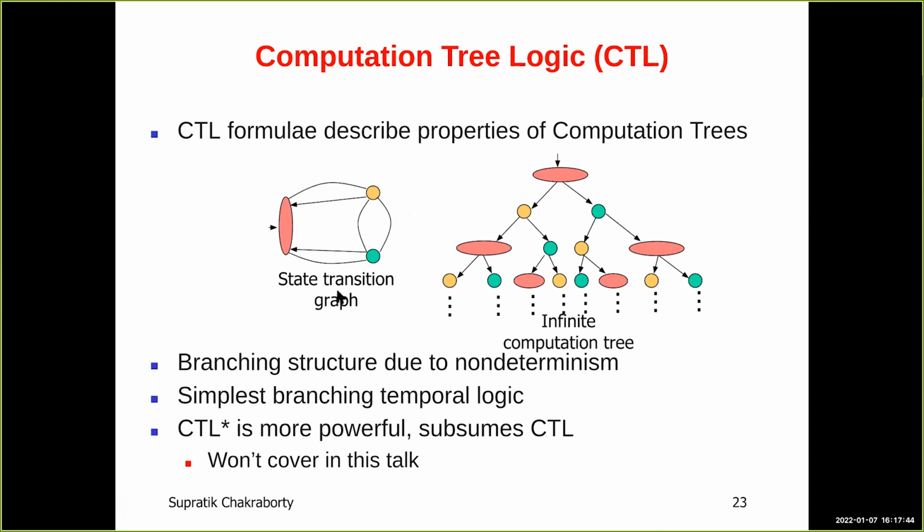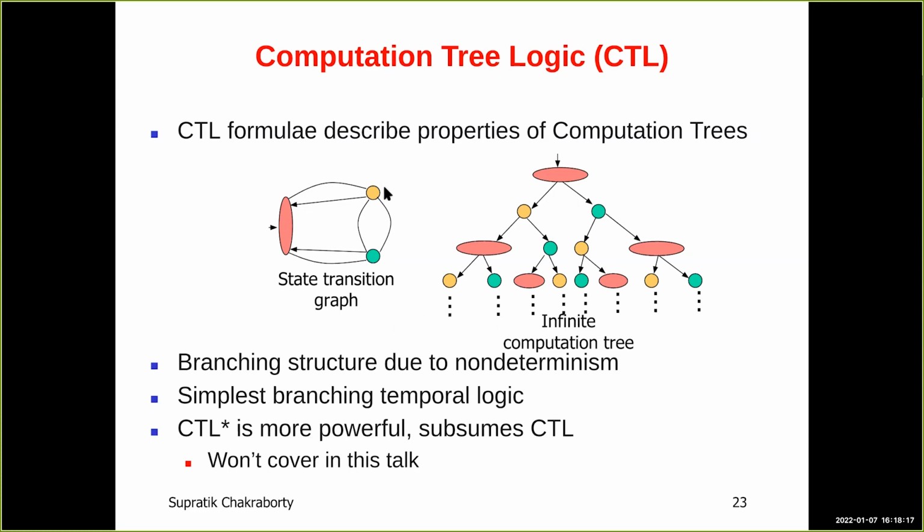Of course, we don't have the state transition graph explicitly with us because, as I said, if a system has a few thousand flip-flops, the state transition graph probably has 2 raised to a few thousand states. So we cannot represent it explicitly. But conceptually, there is a state transition graph for the system, and if I were to unwind it in this manner, I would get an infinite computation tree.